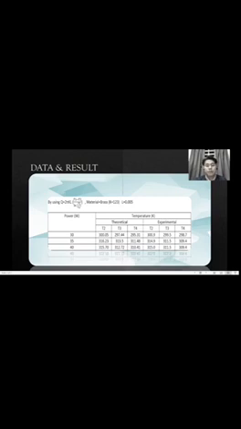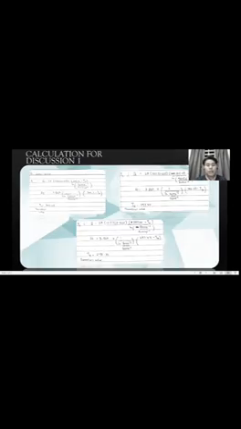So next, this is the calculation for discussion 1. So we're going to find the T2 for each of the power. So this is the calculation for power 30 watt. So from this we can find the T2, T3 and T4, but in theoretical value.